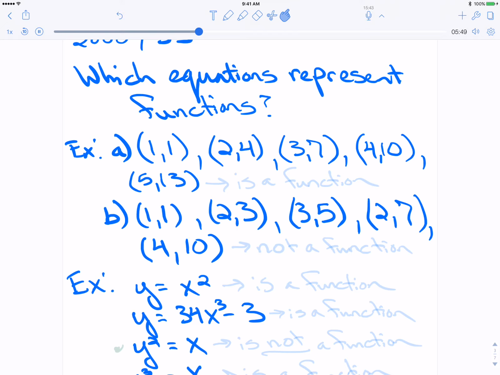So here's an example. In the examples shown here, in A, I have (1, 1), (2, 4), (3, 7), (4, 10), and (5, 13). The x values from these are 1, 2, 3, 4, and 5. None of them are repeated, so I can say that this is a function. In the second one, in B, I have (1, 1), (2, 3), (3, 5), (2, 7), and (4, 10). So my x values are 1, 2, 3, 2. Wait, 2 has been repeated. This is not a function.